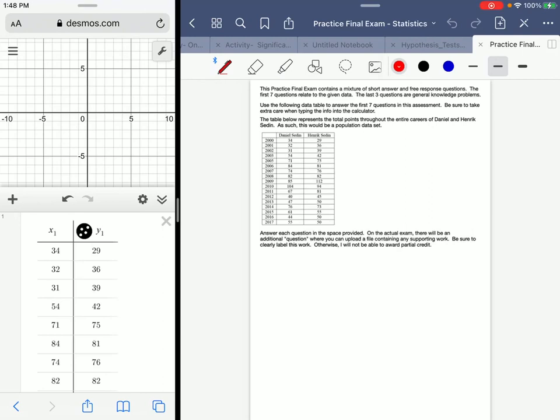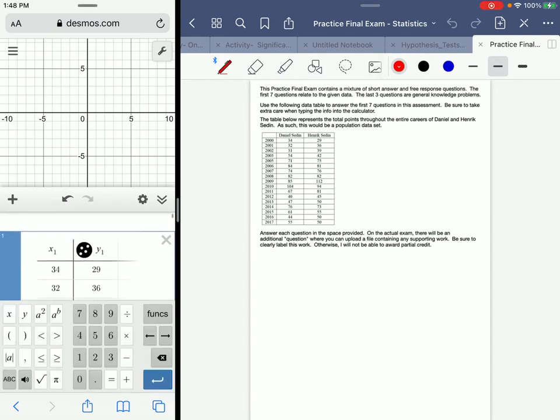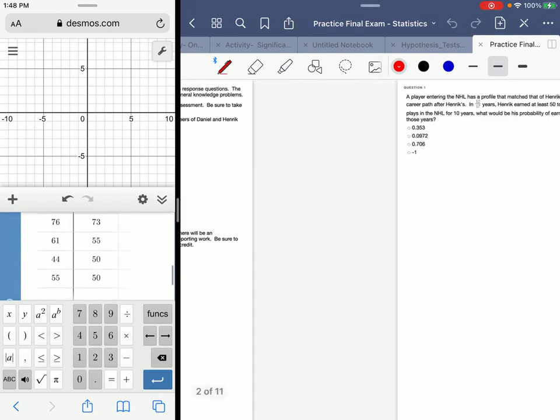So we're looking at the practice final exam. We have this data set spanning years from 2000 to 2017 for Daniel Sedin and Henrik Sedin. The first 7 questions will refer to the data set, and then after that you'll have some general knowledge questions. What I did was type this information into Desmos, so we're ready to rock and roll and begin to answer the questions.